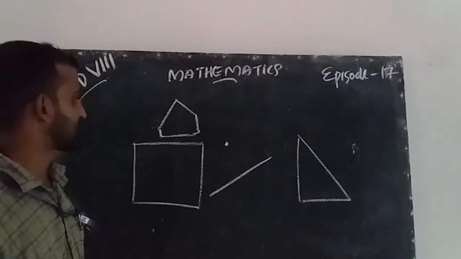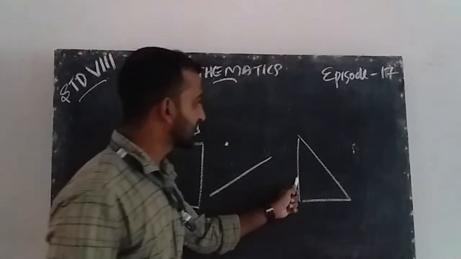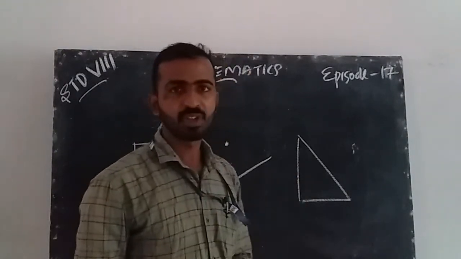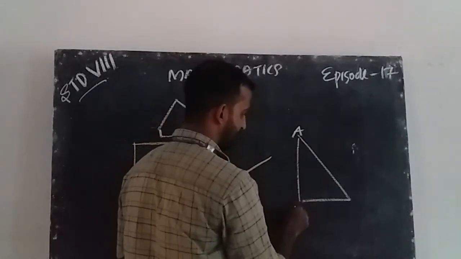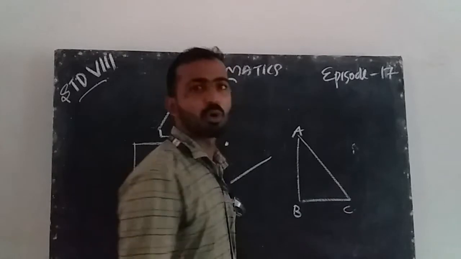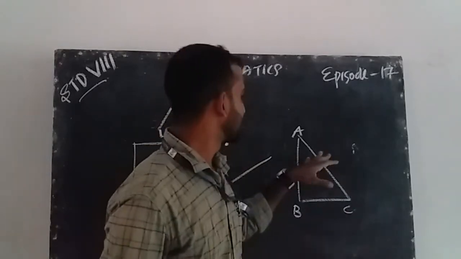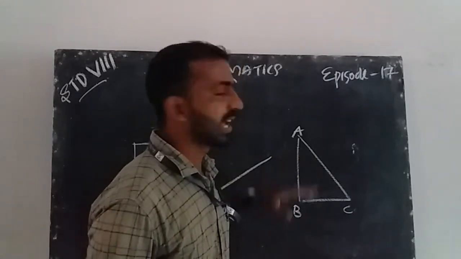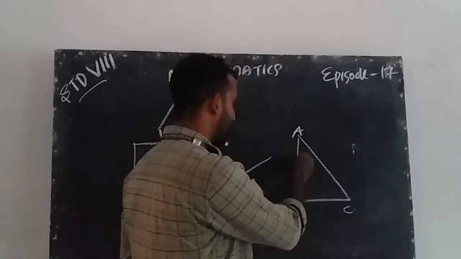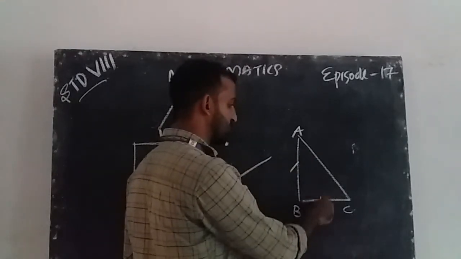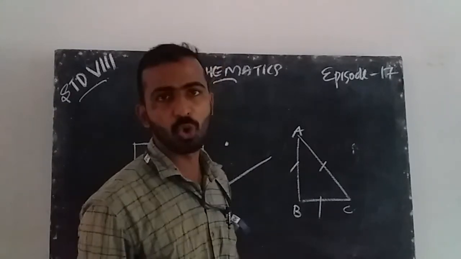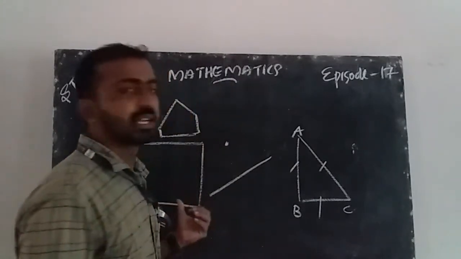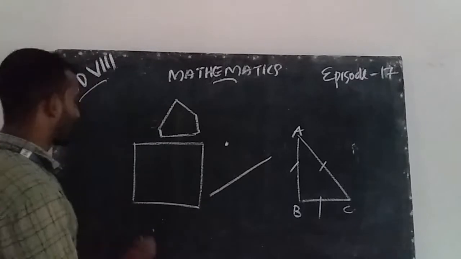How many sides does a triangle have? We can name the shape ABC. ABC has three sides: AB is one side, BC is one side, AC is one side. That is, three lines are joining.